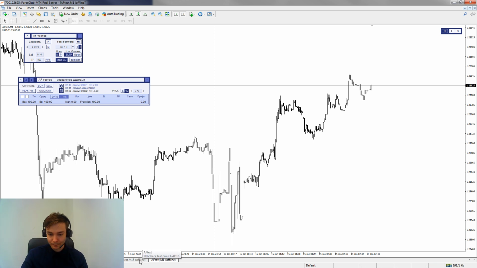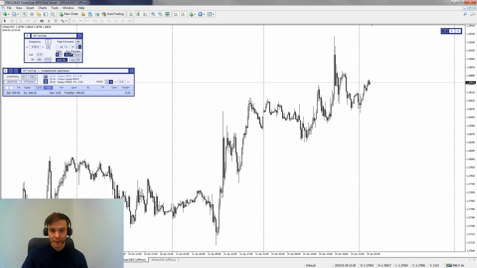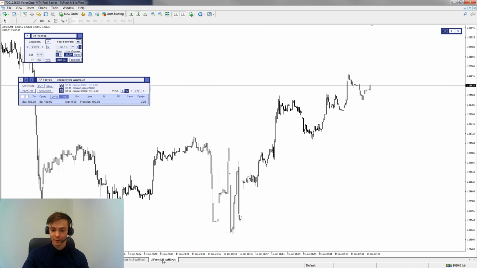So I select GBPUSD. I have two time frames. The first one is 5 minute, pardon, 15 minutes, and the second one is for our trading itself, and it is 1 minute. So it is very fast trading, actually.